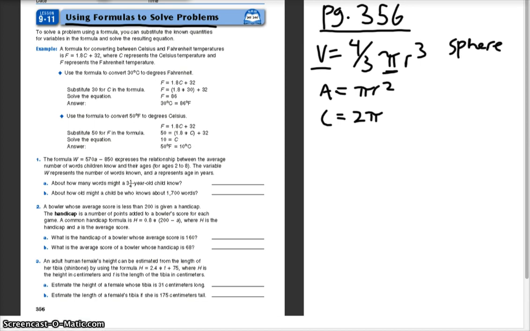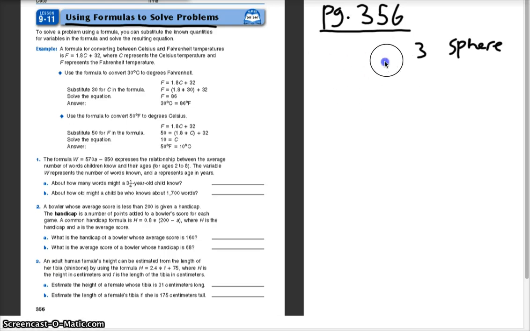So again, using formulas. We're going to see some new formulas here. The one that we're first looking at is how we're going to change degrees Celsius to Fahrenheit. So here is the formula. It says F equals 1.8 C plus 32. And it says use the formula to convert 30 degrees Celsius to Fahrenheit.